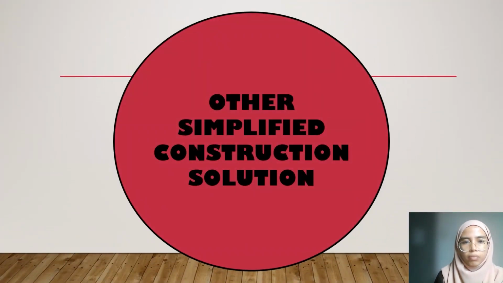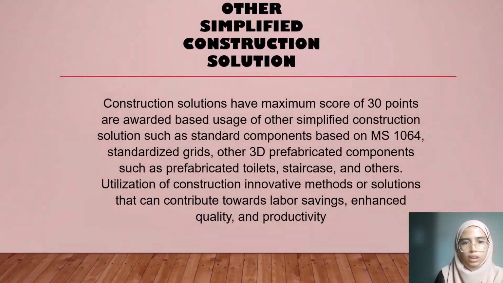While for other simplified construction solutions, the maximum score is 30 points, awarded based on usage of other simplified construction solutions such as standard components based on MS1064, standardized grid and other 3D prefabricated components such as prefabricated toilets, staircase, and others. It also covers utilization of construction innovative methods or solutions that can contribute toward labor saving and enhance quality and productivity.